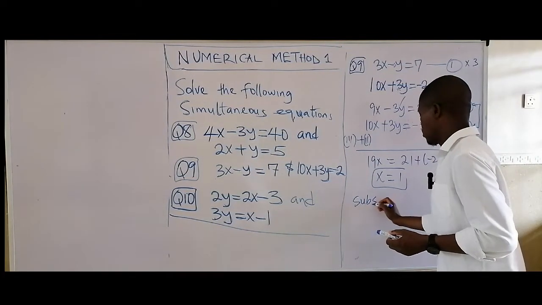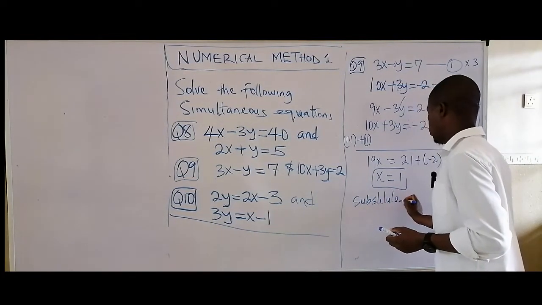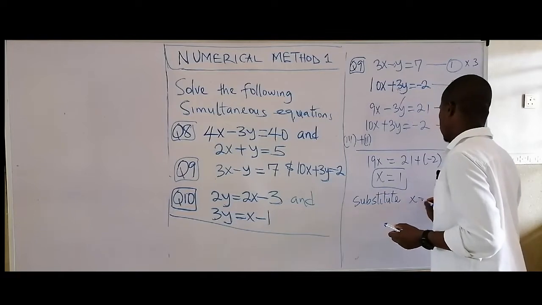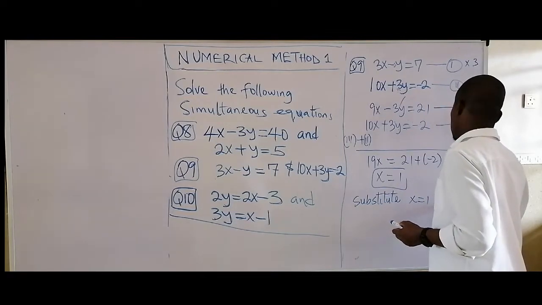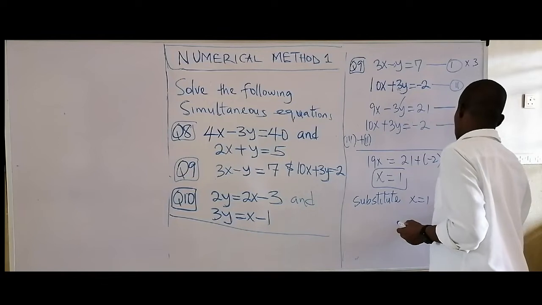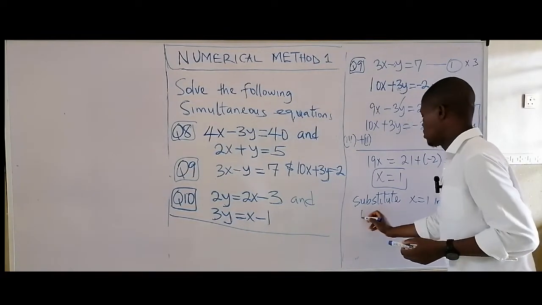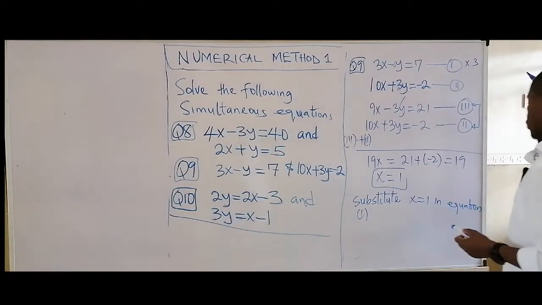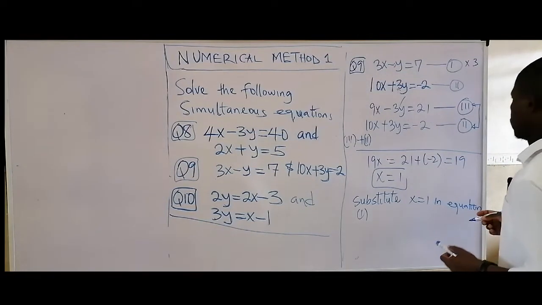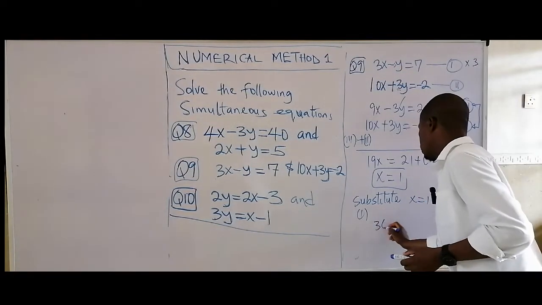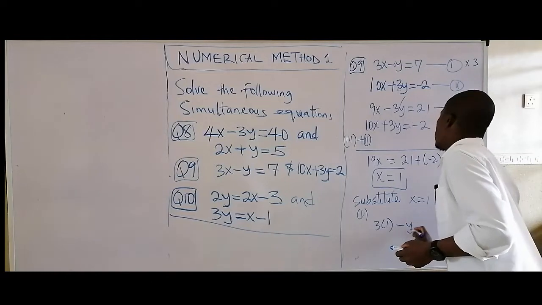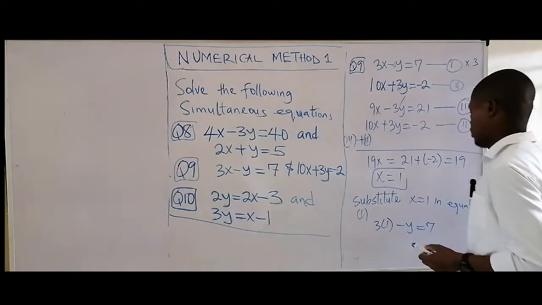Substitute x equal to 1 in equation 1. So that will be equal to what? 3 times 1 minus y equal to 7.